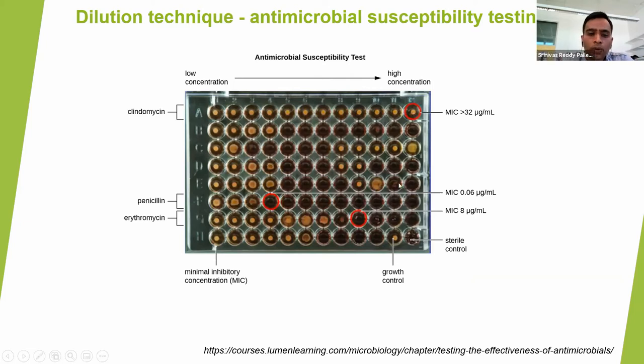And then after overnight growth, based on the turbidity, we can recognize which bacteria is sensitive, and what is the concentration at which the bacteria is inhibited. Based on this, we can check the susceptibility and the concentrations needed for inhibition. This will help the doctor to exactly evaluate how much dosage of antibiotic can be given to the patients.